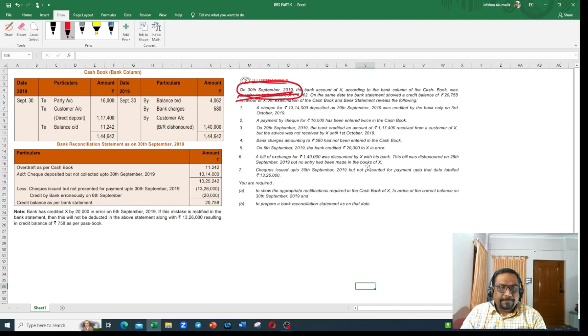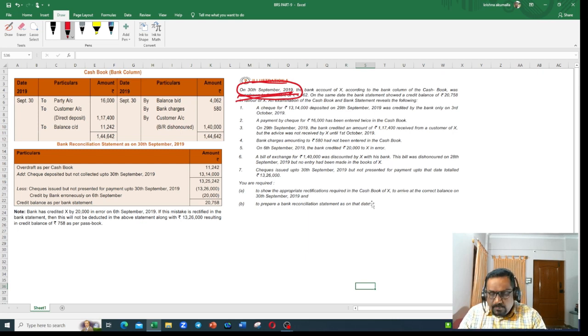I'll explain the entry. Checks issued up to 30th September 2019, but not presented for payment up to that date, total 30 lakhs. Checks issued but not presented. You are required to show the appropriate rectifications required in the cash book of X to arrive at the correct balance on 30th September 2019. That means he is asking us to first prepare the adjusted cash book, make whatever rectifications are needed for mistakes on the cash book side, and then prepare the bank reconciliation statement as on that date.